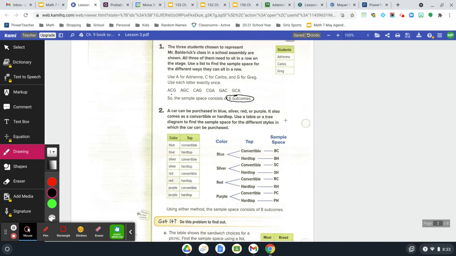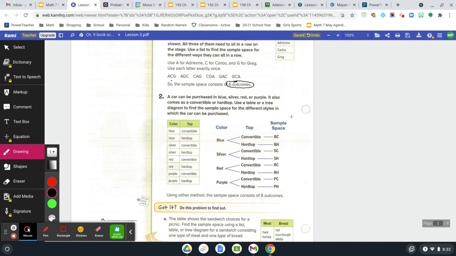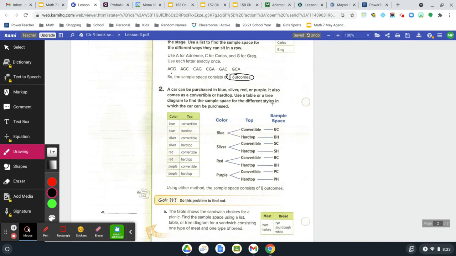Now, number 2 is going to look a little different. Now we're going to start talking about tree diagrams. A car can be purchased in blue, silver, red, or purple. It also comes as a convertible or a hardtop. Use a table or a tree diagram to find the sample space for the different styles in which the car can be purchased. It shows you both. Over on the left here is a table. You'll see the colors listed, blue, silver, red, or purple, and next to that, the different kind of top you can get: a convertible top or a hardtop.